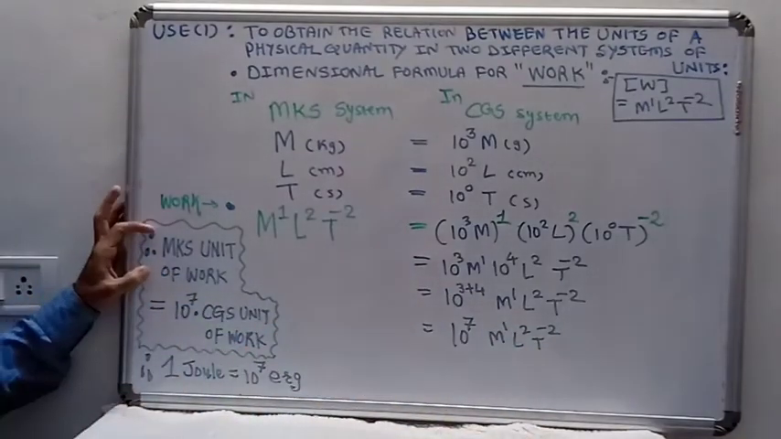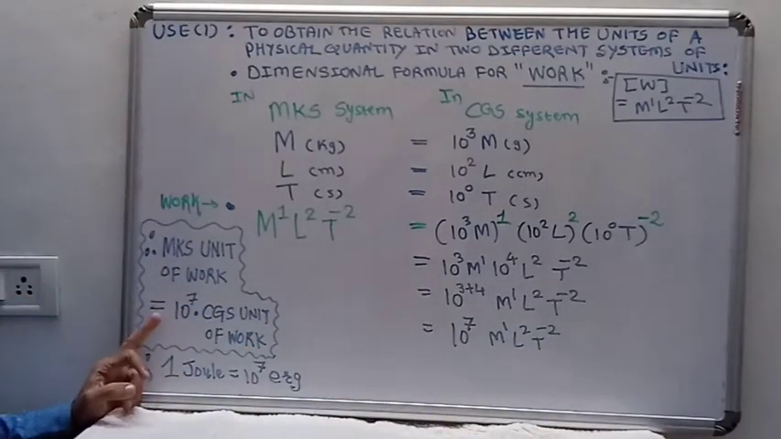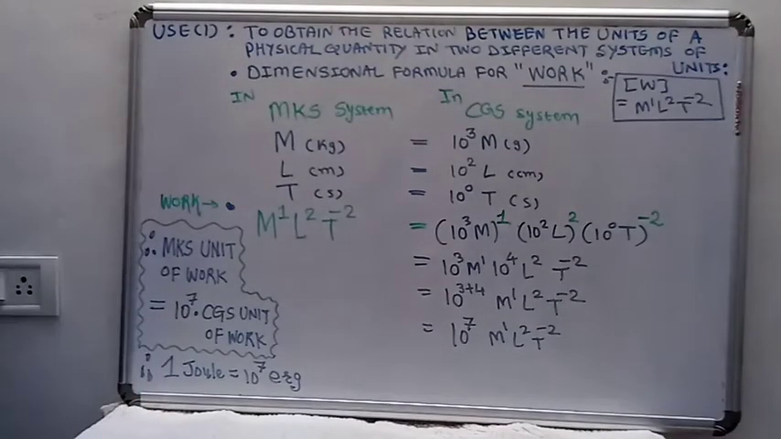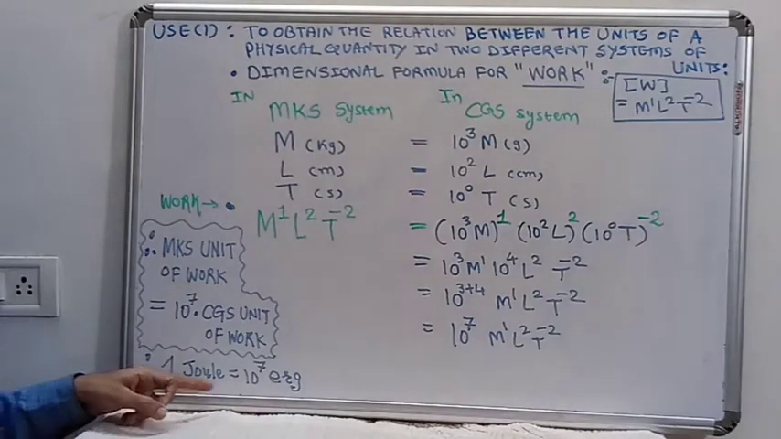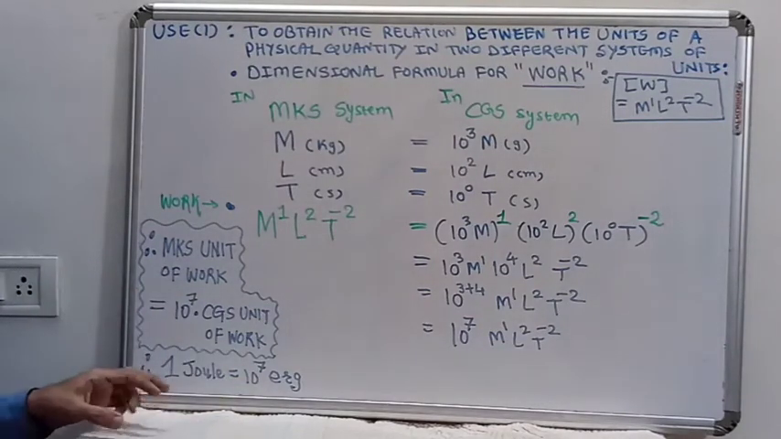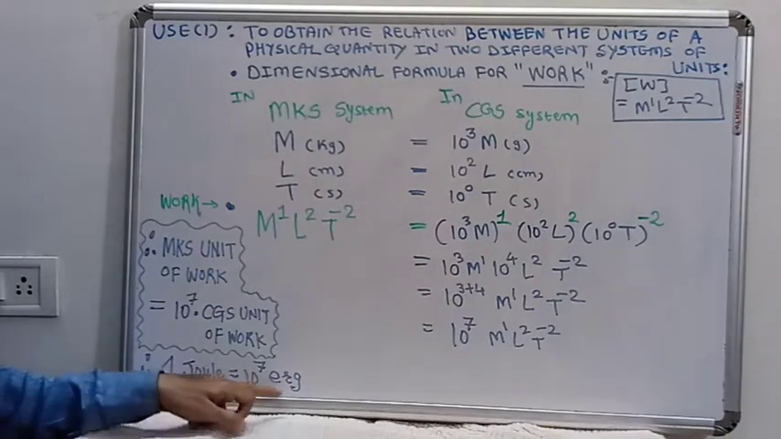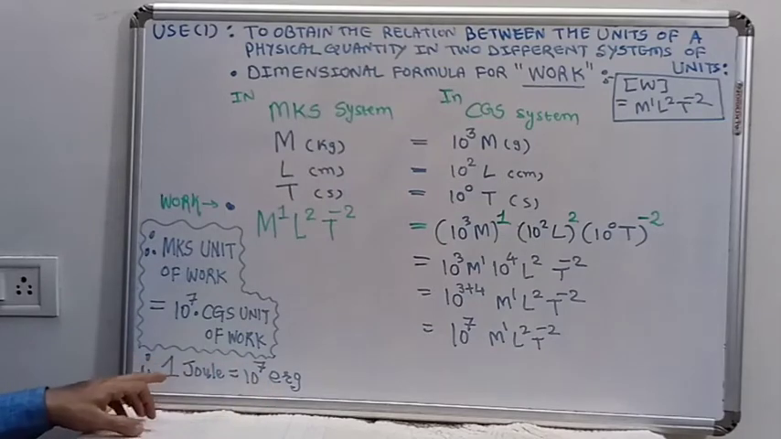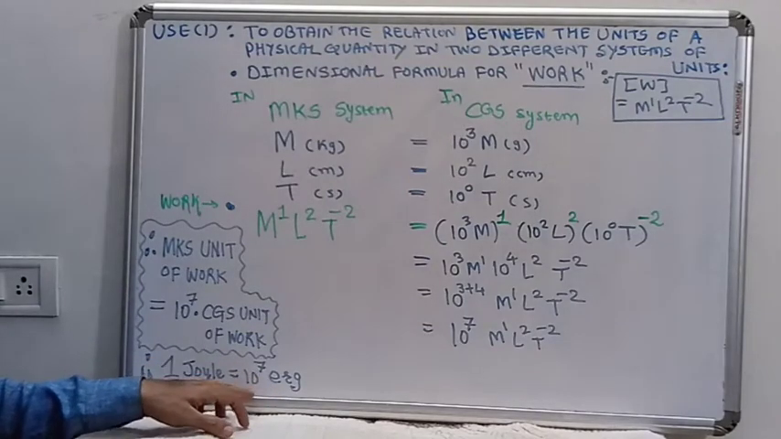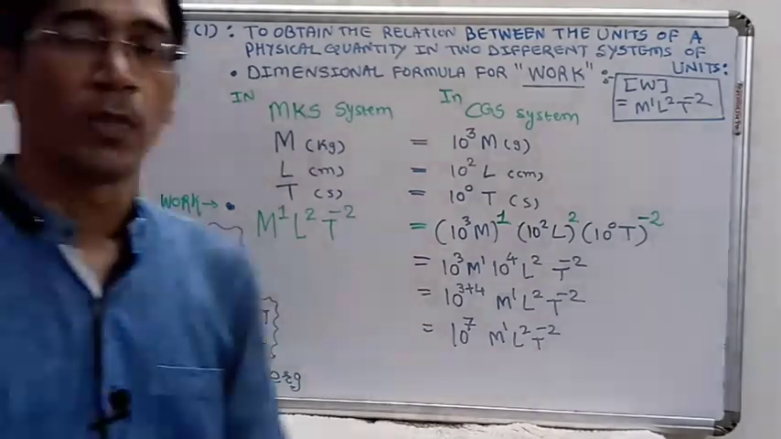So we can write, the MKS unit of the work is equal to 10 raised to 7 CGS unit of the work. So 1 joule is equal to 10 raised to 7 erg. Joule is the MKS unit of the work and erg is the CGS unit of the work. So we can write 1 joule is equal to 10 raised to 7 erg.